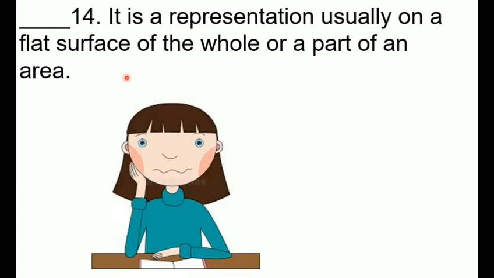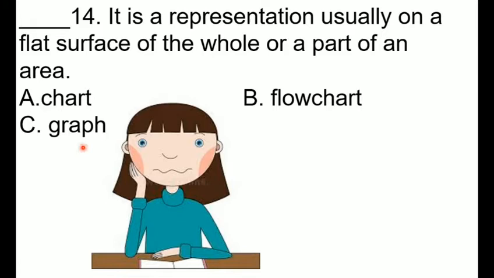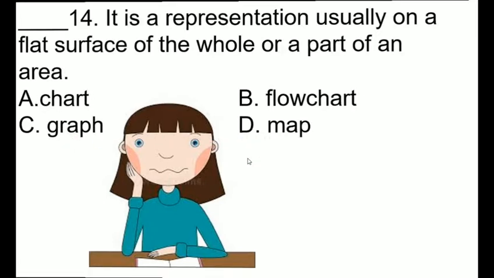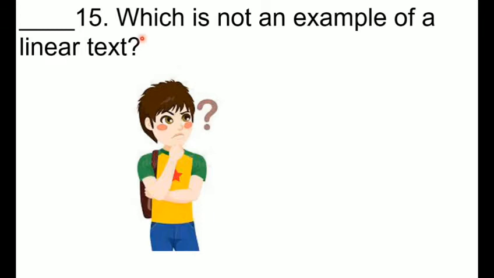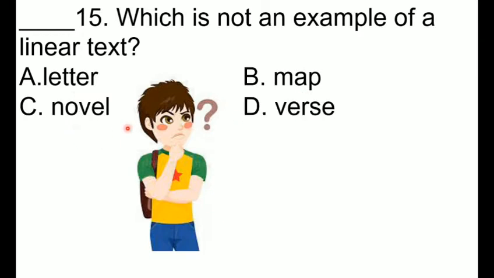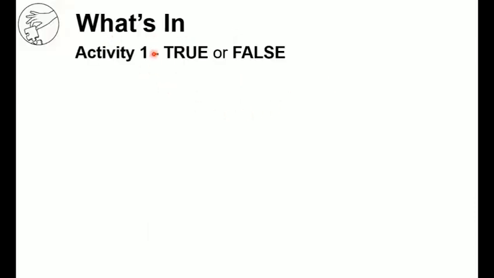Flowchart. Number 14. It is a representation usually on a flat surface of the whole or a part of an area. A. Chart. B. Flowchart. C. Graph. D. Map. Correct answer is option D. Map. 15. Which is not an example of a linear text? A. Letter. B. Map. C. Novel. D. Verse. Correct answer is option B. Map. What's in your module?